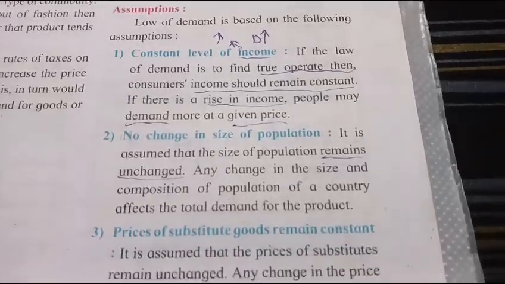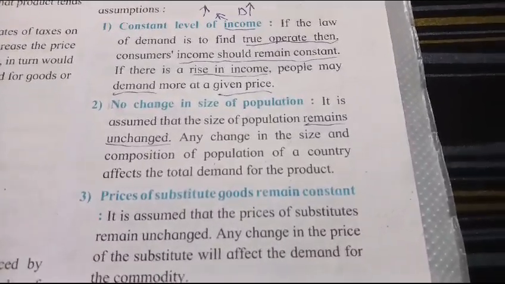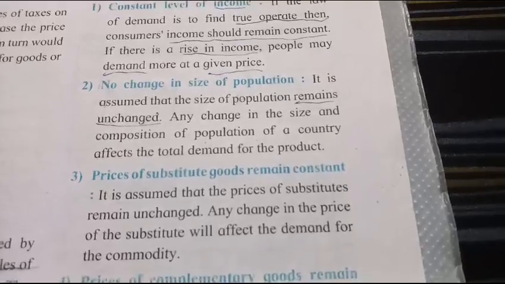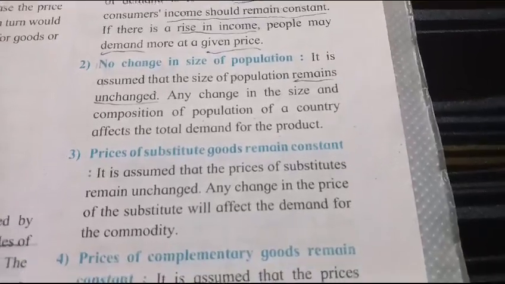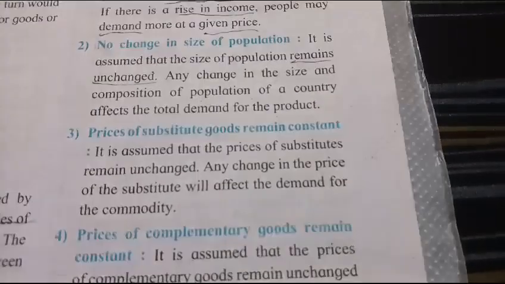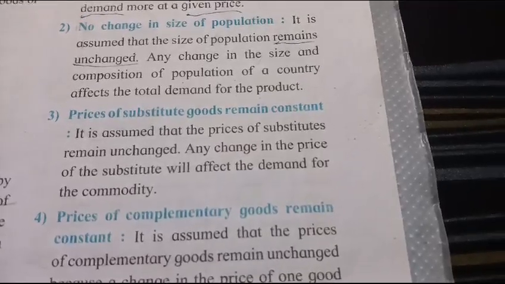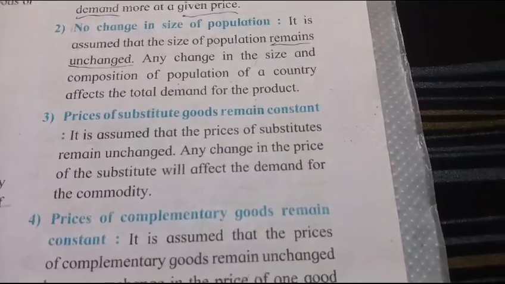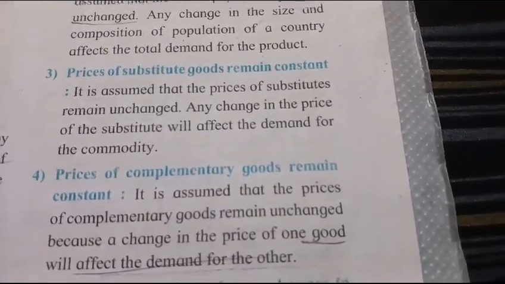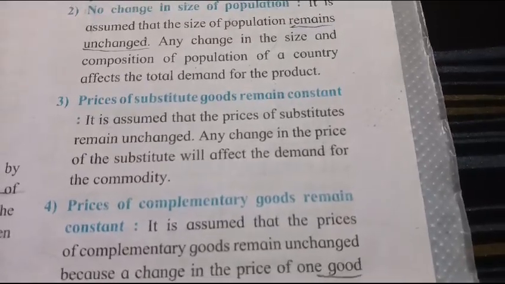Assumptions. The law of demand is based on the following assumptions. First, constant level of income. If the law of demand is to operate, then consumers' income should remain constant. If there is a rise in income, people may demand more at a given price. Second, no change in the size of population. It is assumed that the size of population remains unchanged. Any change in the size and composition of population of a country affects the total demand for the product.